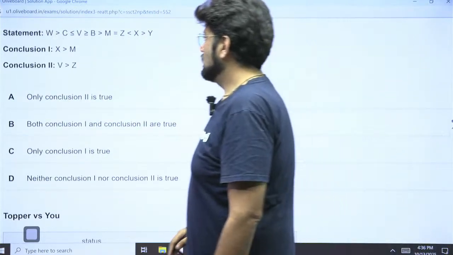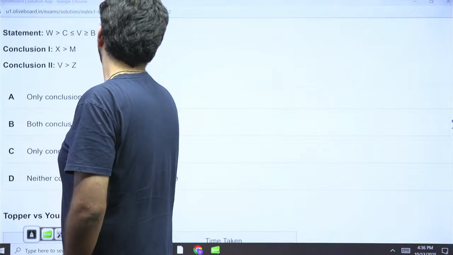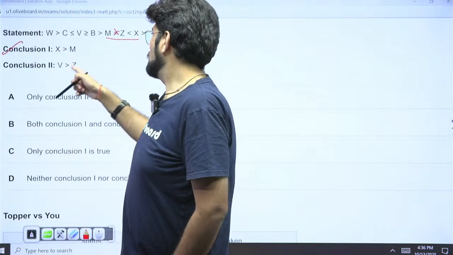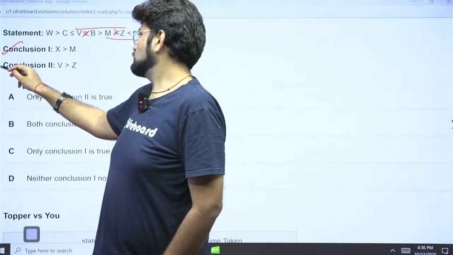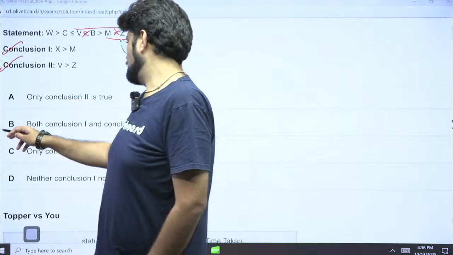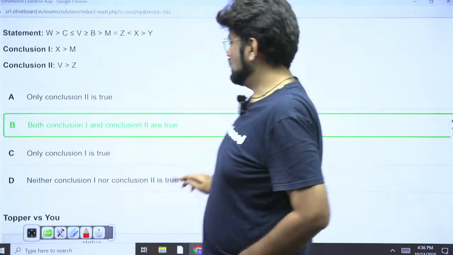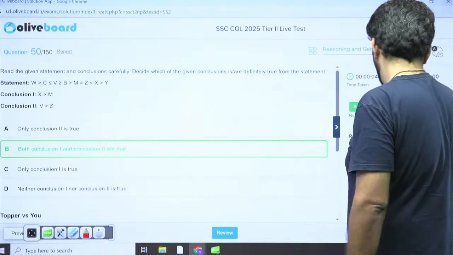Okay. X is greater than M. Is it? Yes, M is less than X. So I think X is greater than M is true. V is greater than Z. So conclusion 2 is also true. So both conclusion 1 and 2 are true. Option B is the correct answer. Cool. 20 seconds. Excellent. Easy question.